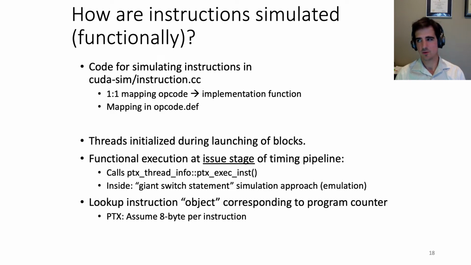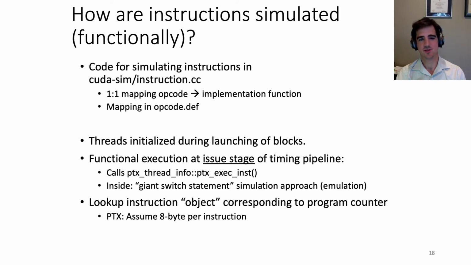If you want to look at the code for this, I don't want to go through it in a bunch of detail. But if you're curious about what's happening with the functional simulator, all of the code that actually implements the instructions is inside cuda-sim/instruction.cc. The way that it's written, there's a one-to-one mapping between the opcode itself and the function implementation. So if you want to figure out what a mad instruction does, you can open up this instruction.cc file and search for mad, and it'll be obvious which function is being called. You'll see that it reads 2 registers, does a multiply on them, and stores the result in a third.